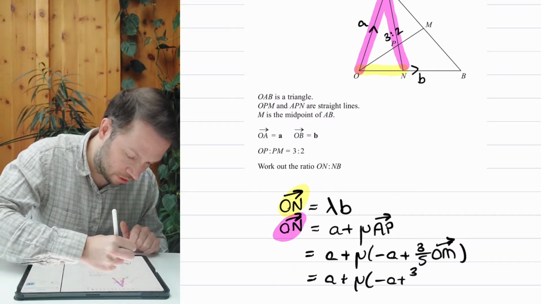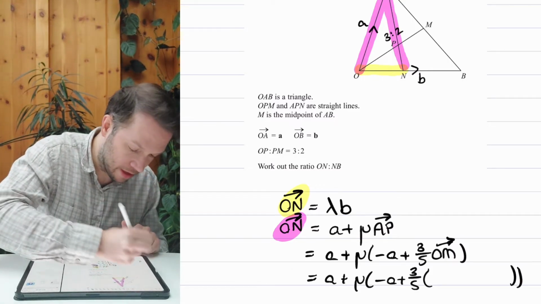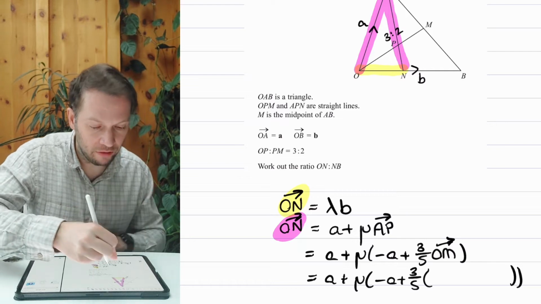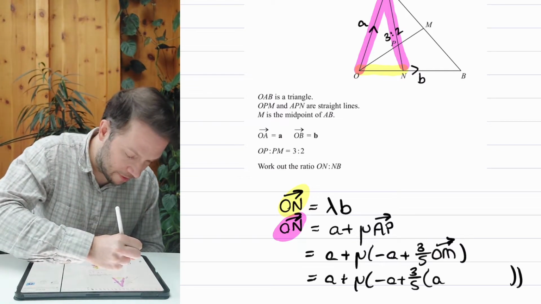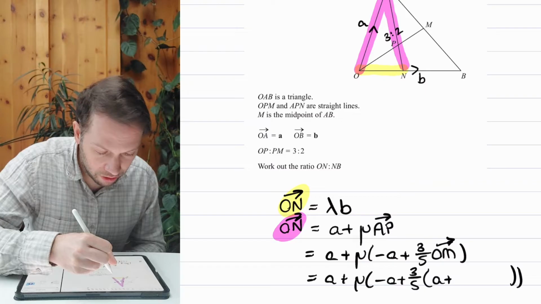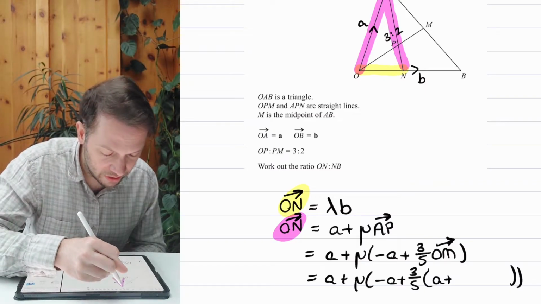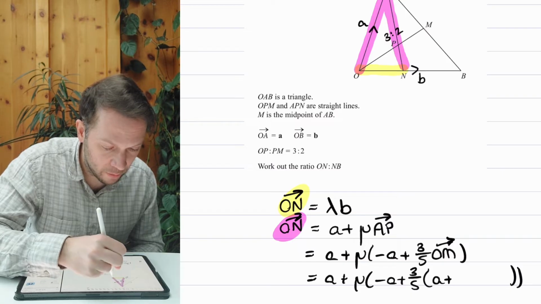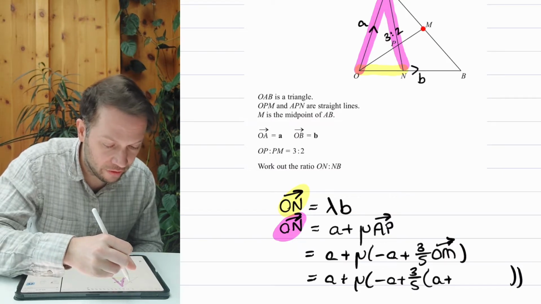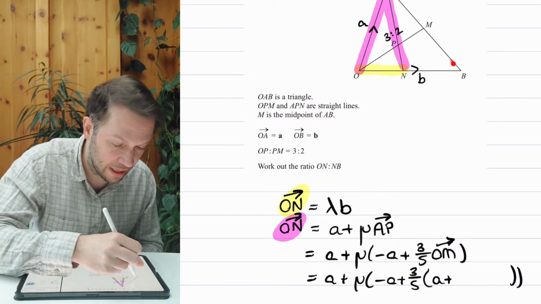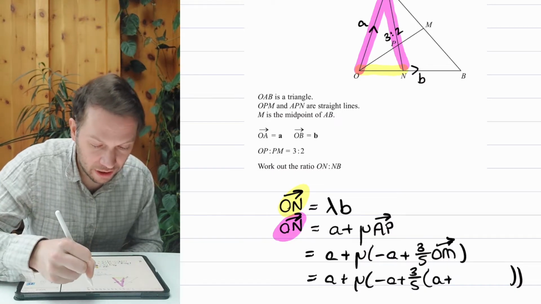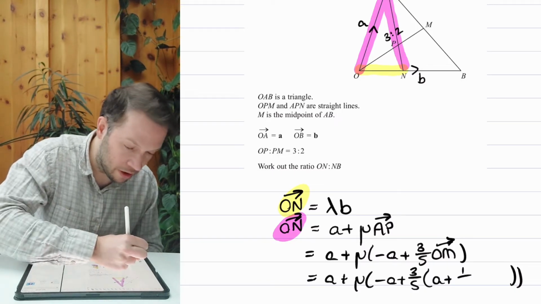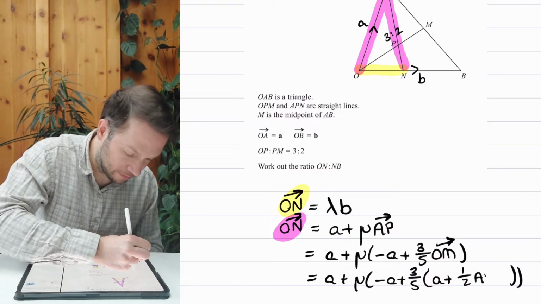It's 3/5 of, I'm going to leave a nice big bracket. So I said to get from O to M, we're going from O to A first, so we've got a, and then we want to get to M, because remember we want to go from O to M, we're going a plus half of whatever AB is, because that's AB, and we're going halfway across. So it's going to be half of AB.